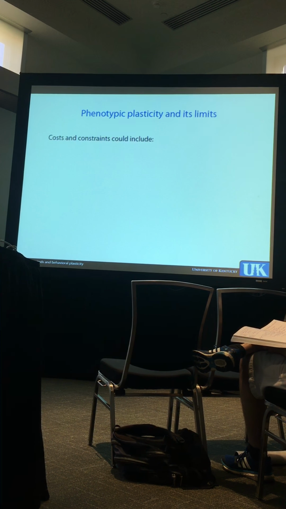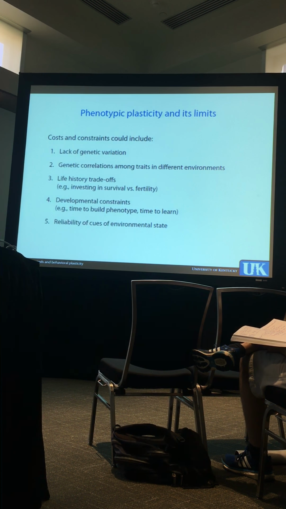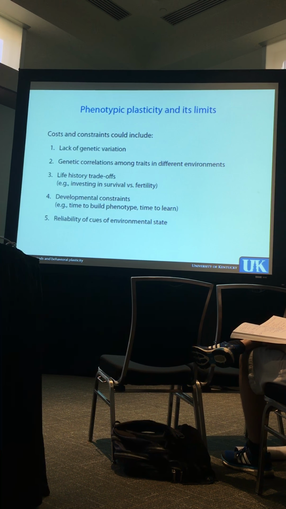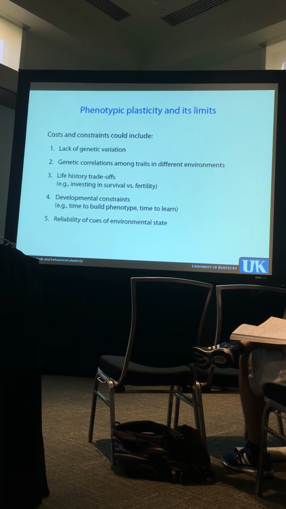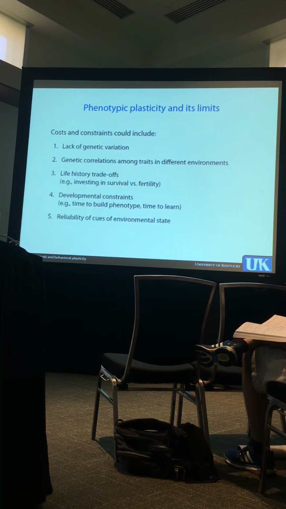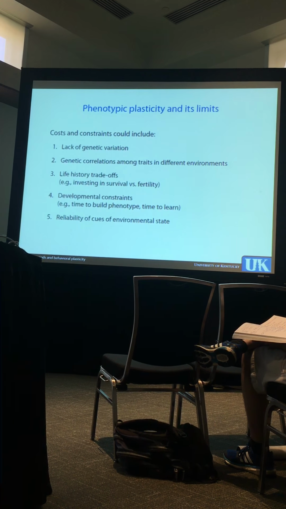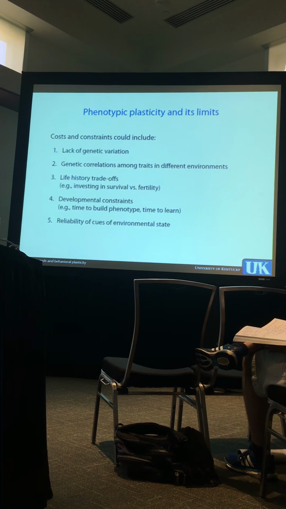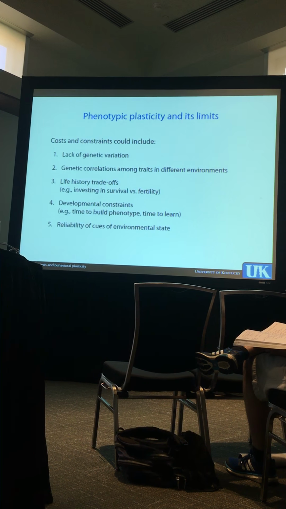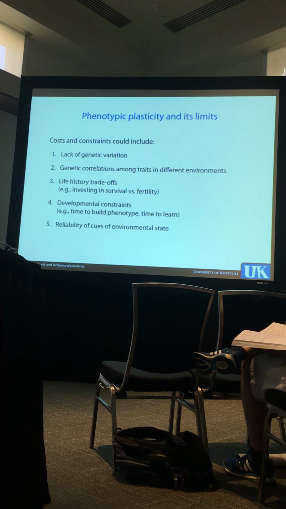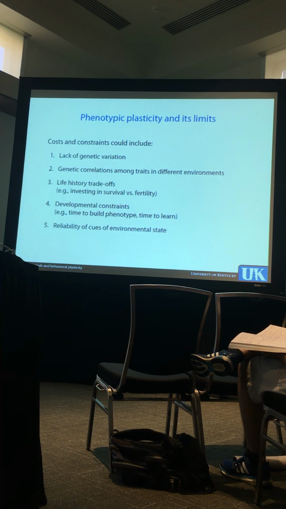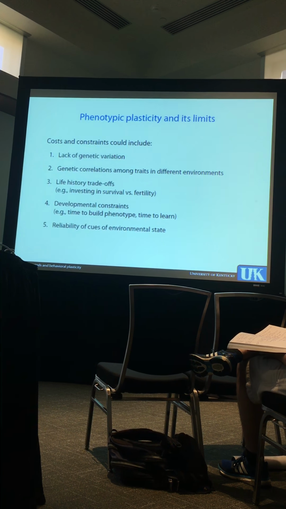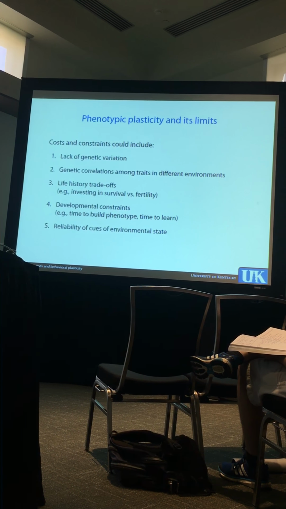So when we think of these kinds of costs and constraints, they can include lots of things. They can include a lack of the appropriate genetic variation to produce the phenotypes that are necessary in a specific environment. They can include genetic correlations among those traits that are responsible for important phenotypes in different environments. We could have life history trade-offs, so there could be a finite set of resources, and we have to choose whether we invest those resources in survival or producing new offspring. There could be developmental constraints, regarding the time at which we assay the environment to figure out what state it's in. It might take some time to build a phenotype so that it's properly fit for that environment, but by the time that phenotype is built, the environment has already moved on and changed to something else.